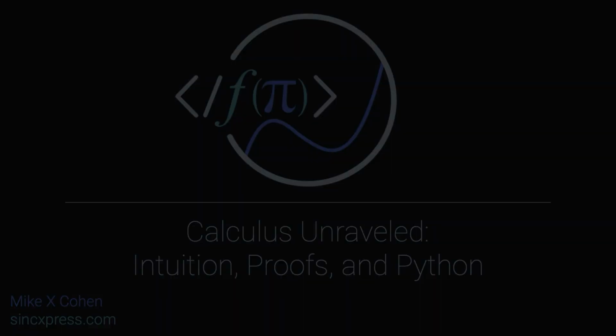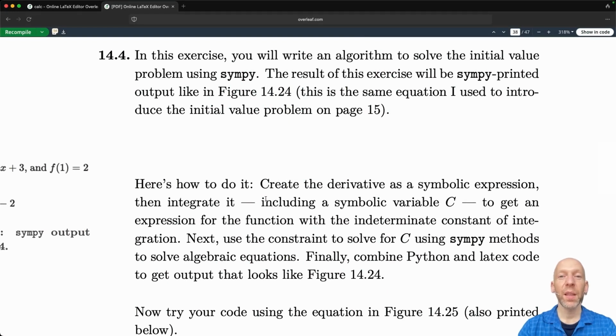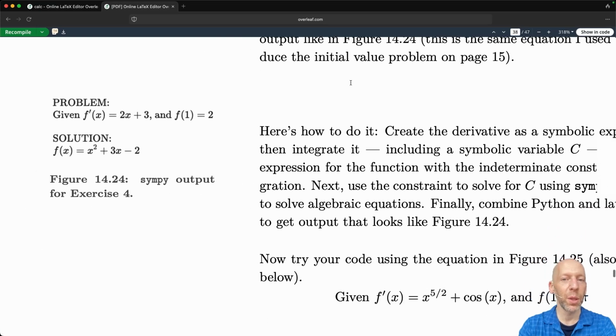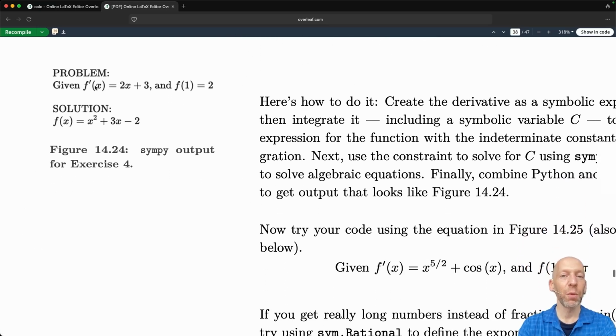Now for exercise 4. The goal of this exercise is to write an algorithm in Python that will solve the initial value problem using SymPy. Remember that the initial value problem is basically where we are able to resolve the constant of integration because we are given an additional constraint. So a typical initial value problem looks something like this. Given a derivative, in this particular example, f prime is 2x plus 3, and we know that f of 1 equals 2, solve for f of x, okay?